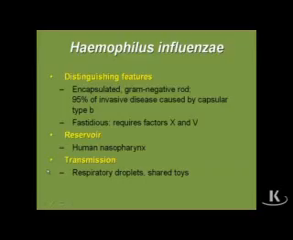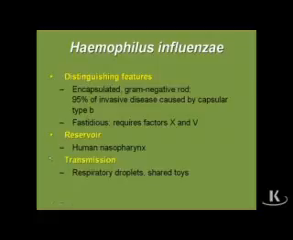So, 95% of the most severe diseases caused by Haemophilus influenzae were from the capsular serotype B. So we now have a vaccine against that serotype of Haemophilus. It's called Hib for Haemophilus influenzae type B, and it's a polysaccharide capsular vaccine, and I'll talk about that when we get to the prevention.